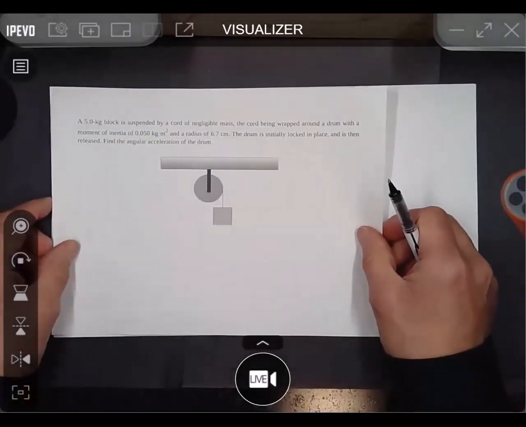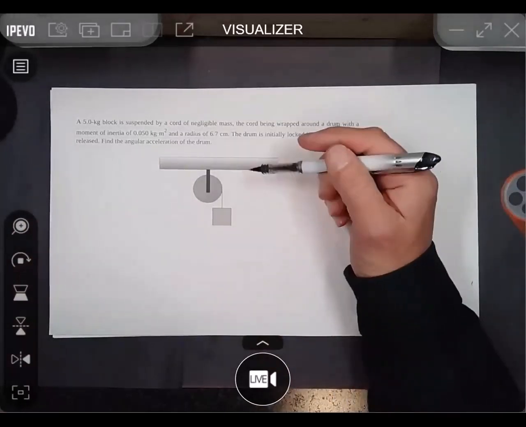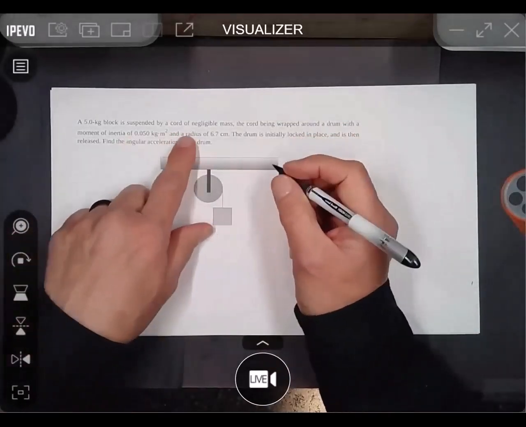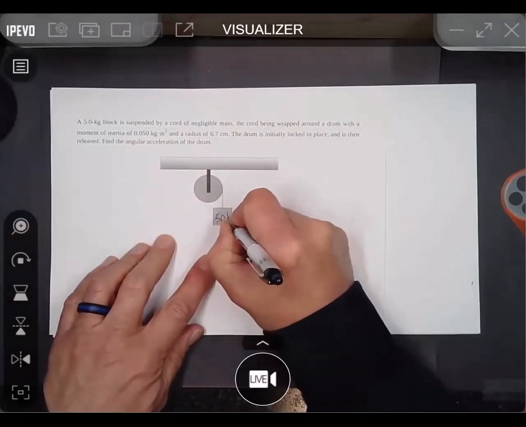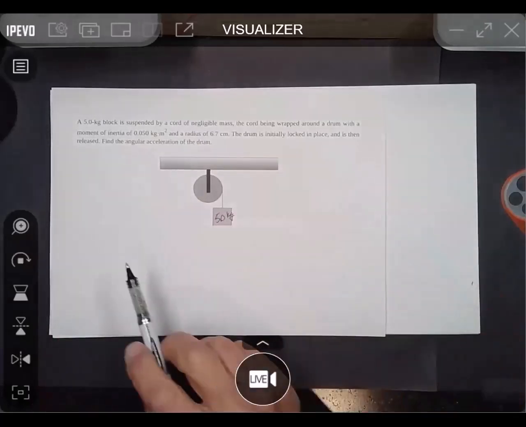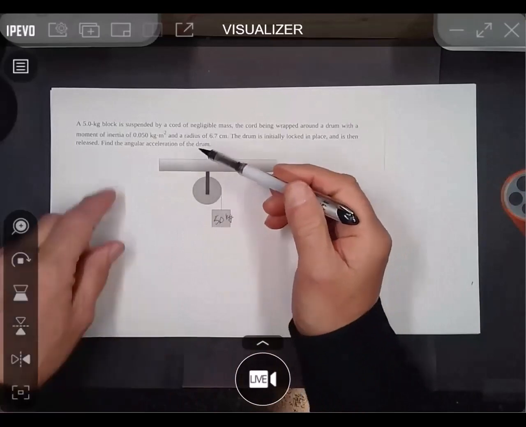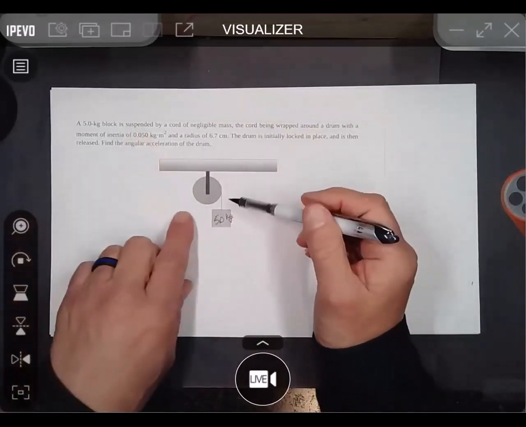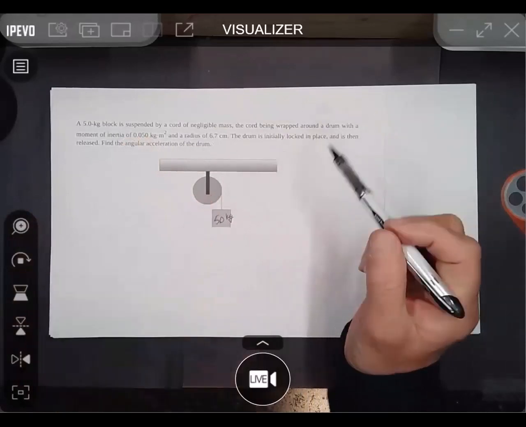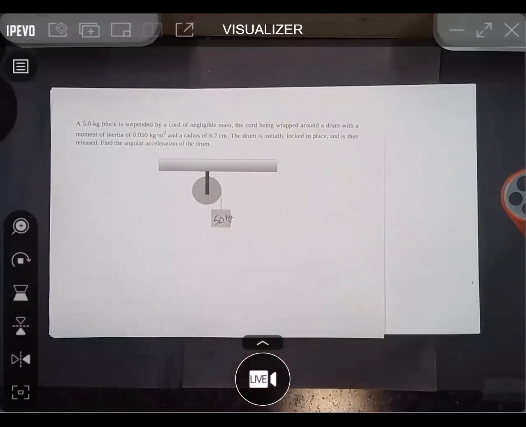Here's a similar problem, but not an Atwood's machine. We have a 5 kilogram block suspended by a cord of negligible mass. So this is 5.0 kilograms. We'll actually have numbers on this problem. And the cord is wrapped around a drum with a moment of inertia of 0.050 kilogram meter squared and a radius of 6.7 centimeters. The drum is initially locked in place and is then released. Find the angular acceleration of the drum.